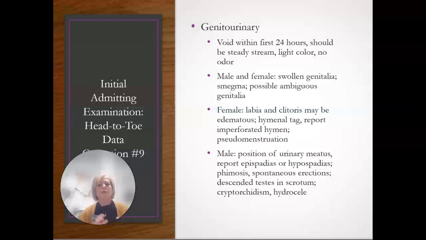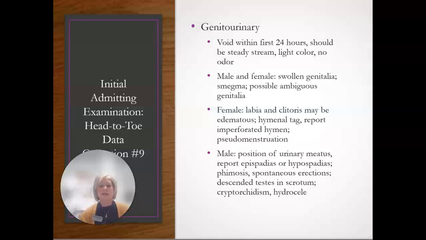In males, look at the position of the urinary meatus, which means where the urine is coming out. Sometimes we can have something called epispadias, hypospadias, or phimosis. Epispadias just means that the urethral opening is on the top of the penis. Hypospadias is on the bottom. Phimosis means that the foreskin is too tight and it's cutting off circulation to the glans penis. So we want to make sure we are looking for all of those things, because sometimes little boys might have to have surgery for them.